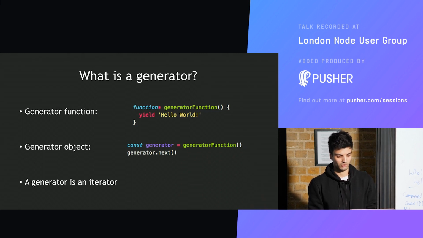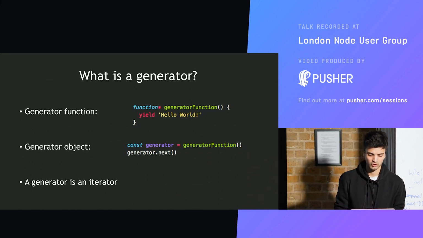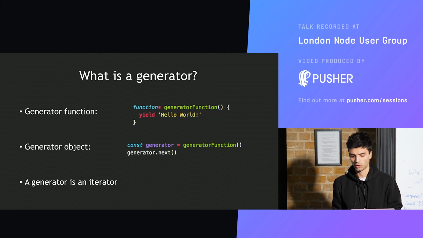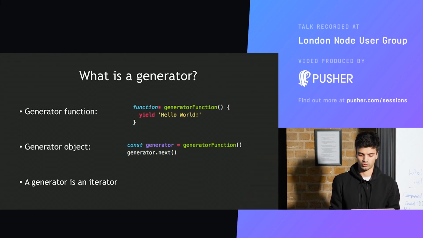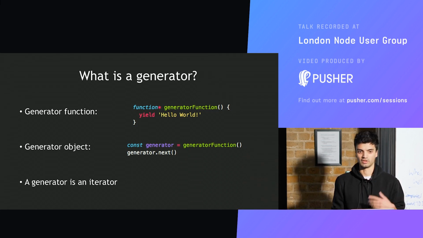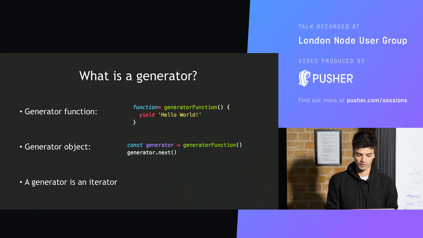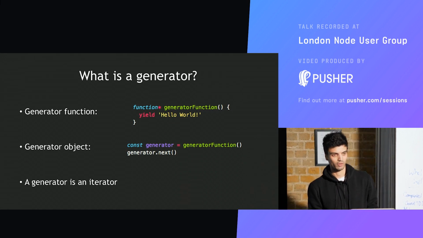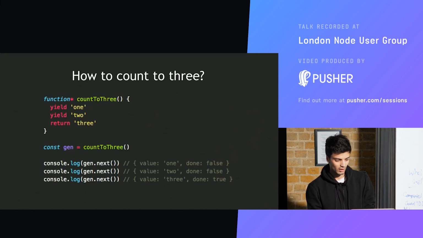To get a generator, sometimes also called a generator object, you need to call that function. When you call a generator function, you get a generator object. The generator object exposes a next method to go to the next step of the generator. And since it exposes this next method, a generator is also an iterator. You might have heard this word before. An iterator in JavaScript is any object that exposes a next method. So we now have the basic knowledge of the terms to understand the rest.